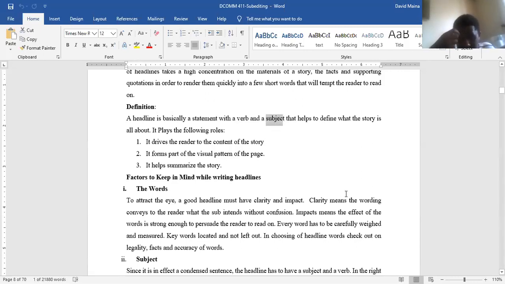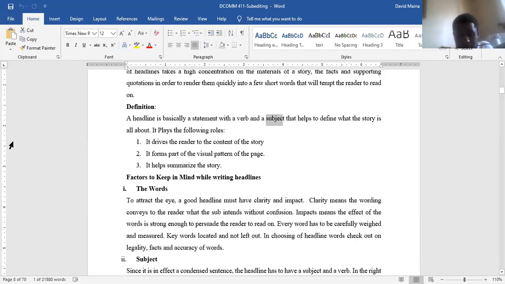For example, David is writing. Writing is a verb. David is the subject. Tumeelewana? Writing is a verb. Yes. David is a subject. So a headline is basically a statement with a verb and a subject, which helps to define what the story is all about.